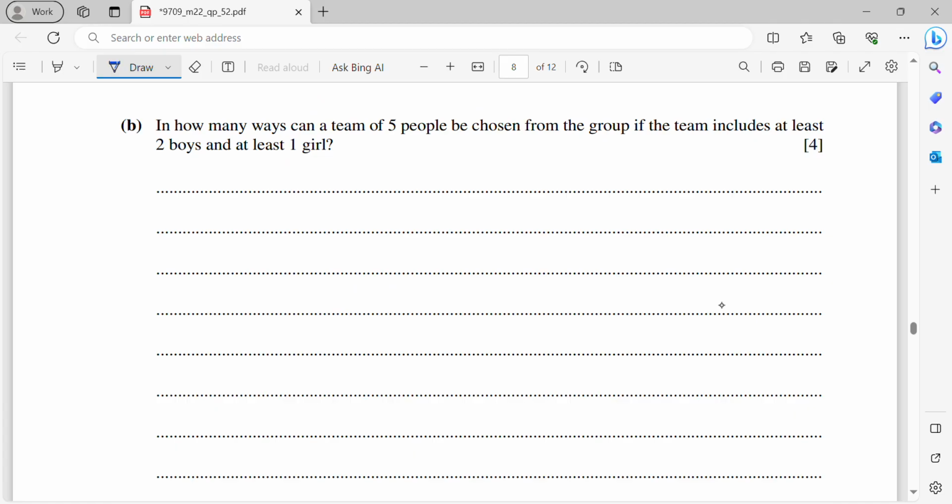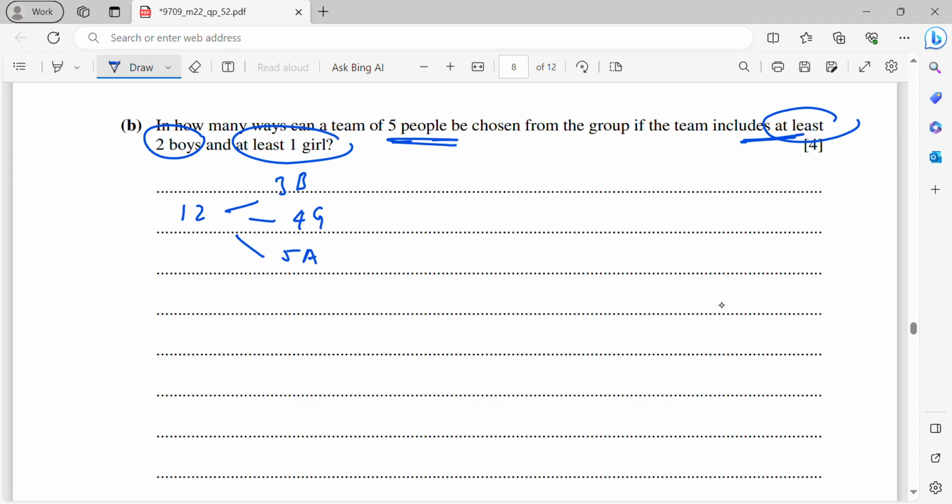Now B. In how many ways can a team of 5 people be chosen from the group if the team includes at least 2 boys and at least 1 girl? So now I have 12 people, 3 boys, 4 girls, and 5 adults. Now I need to get at least 1 girl. So I will write in this form. This is boys, this is girls, this is adults. I have 3, I have 4, I have 5.